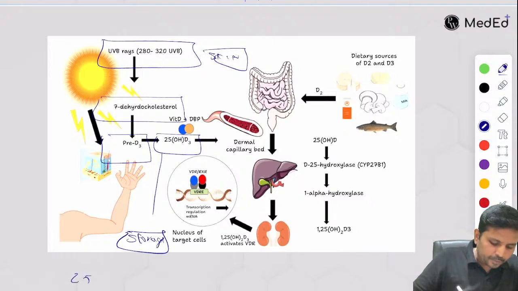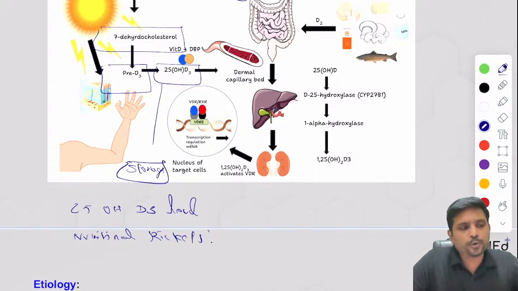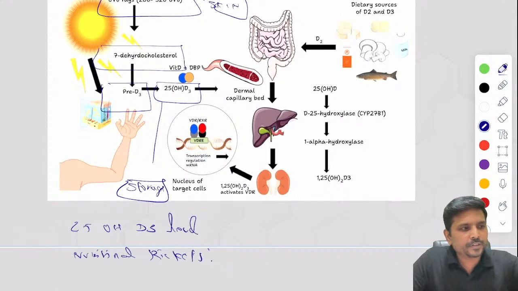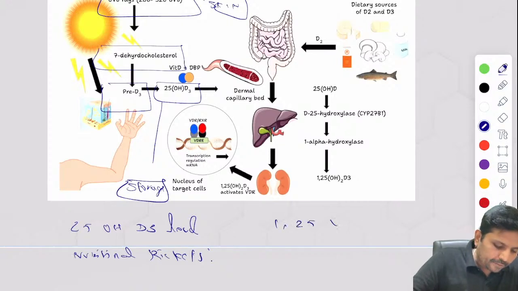That's why you need to measure the 25 hydroxy D3 level in case of nutritional rickets, because it is the storage form. This 25 hydroxy D3 will be converted to 1,25 dihydroxy D3 in the kidney, which is the active form.